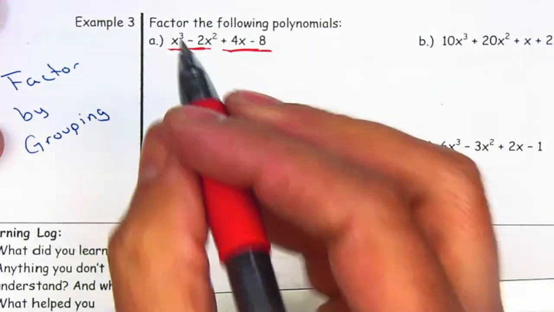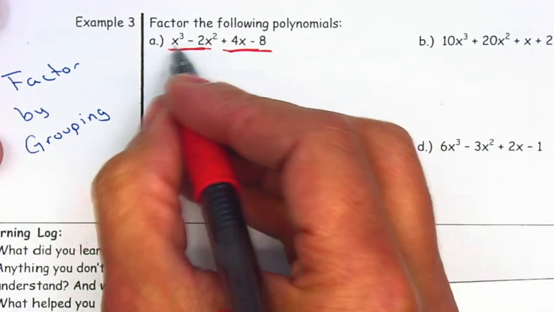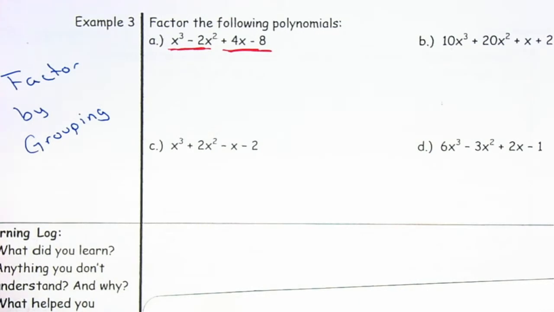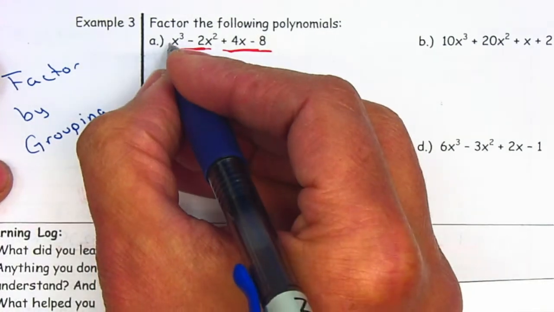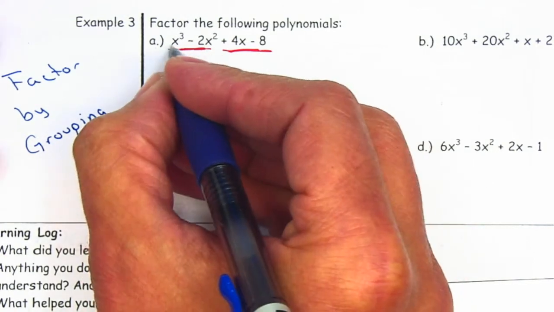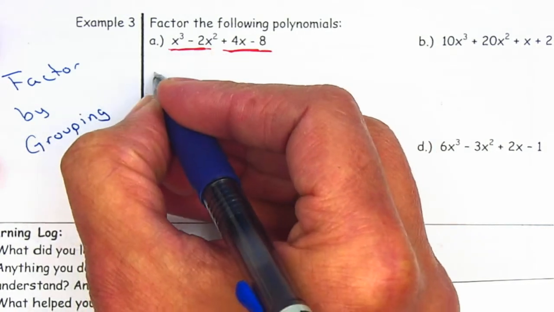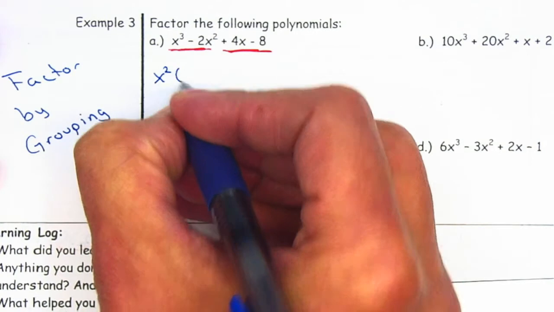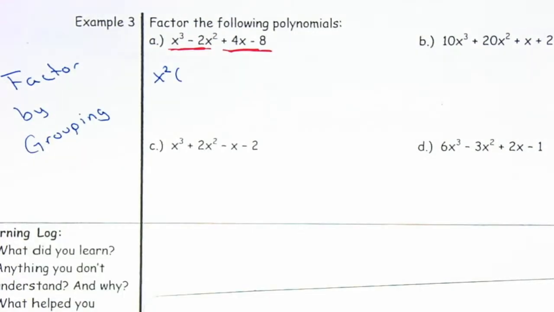So I want to factor the common term out of the first 2. What can I factor out? The numbers are a 1 and a 2, so I cannot factor any number out. This is x cubed, this is x squared, so I can take out x squared. And let me go and write this down in red.